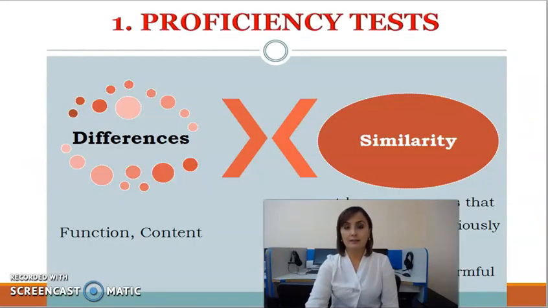Proficiency tests. Now we'll see the differences and the similarities of proficiency tests. The differences between them are function and content. As for the similarities, both are not based on courses that candidates have previously taken, and both can be useful or harmful.